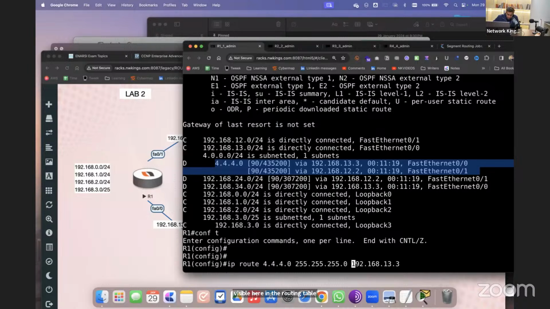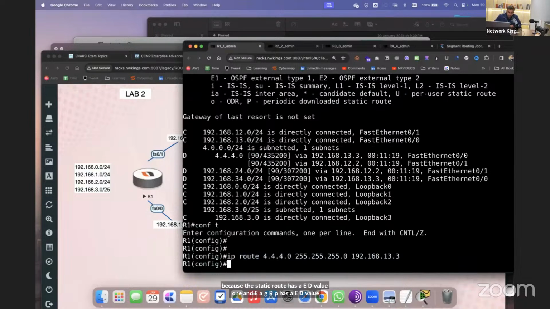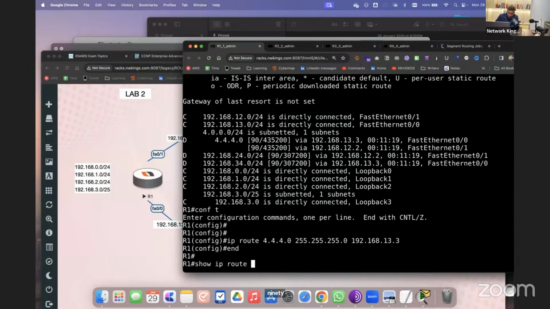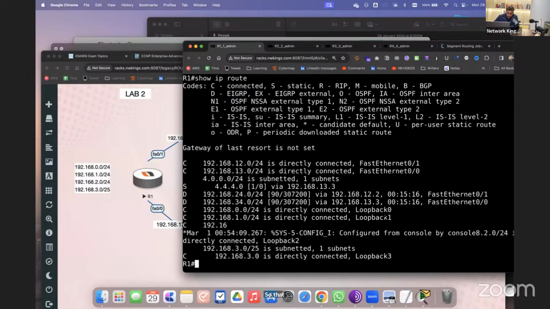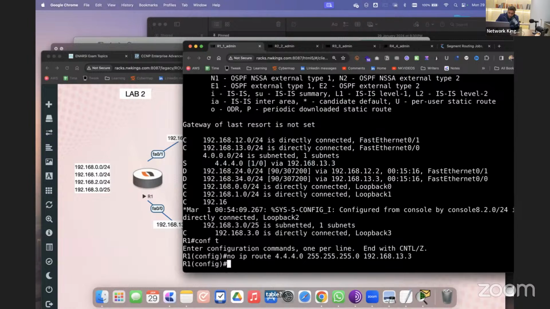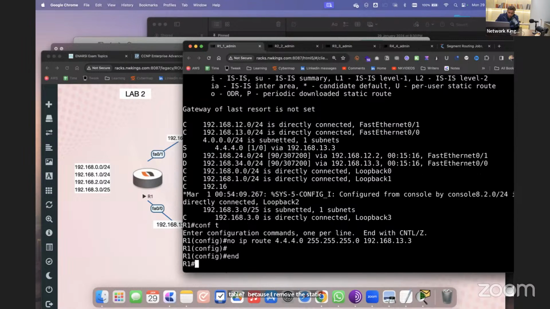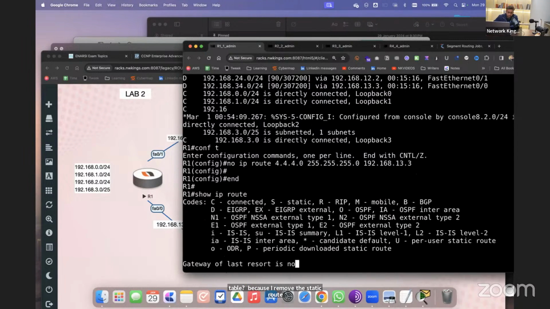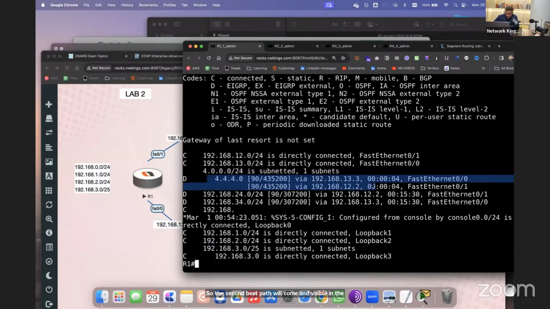No, because the static route has an AD value of 1 and EIGRP has an AD value of 90. So once I add the static route, the EIGRP route is gone from the routing table and the static route is added. And once I remove the static route again, the second best path will come and be visible in the routing table again. Can you see that? Yes.